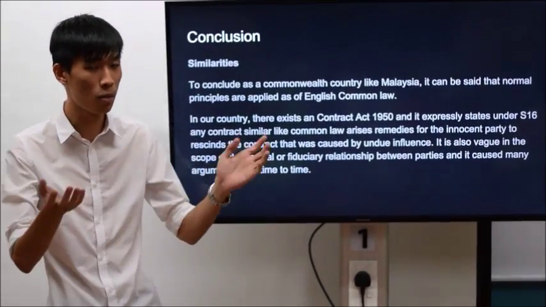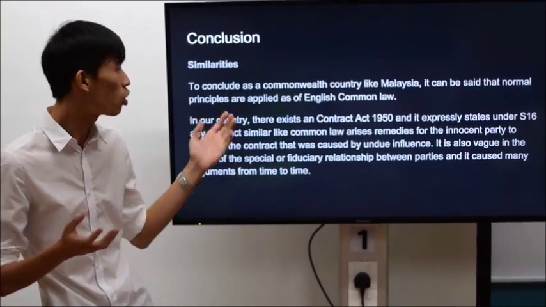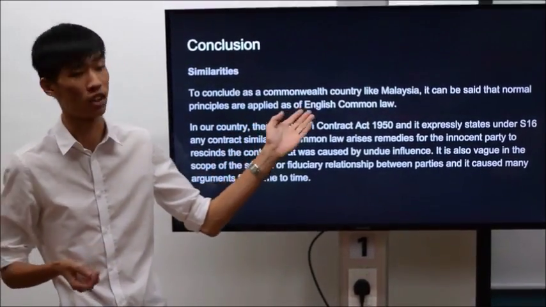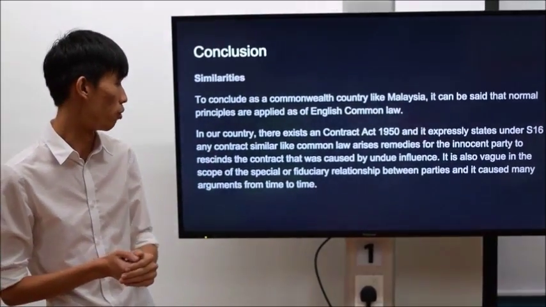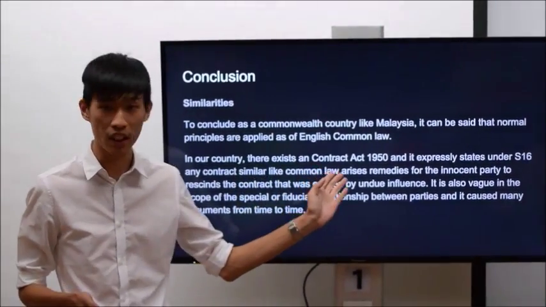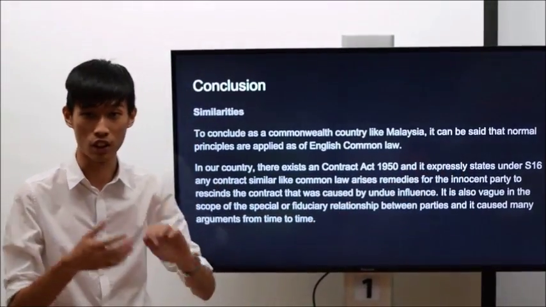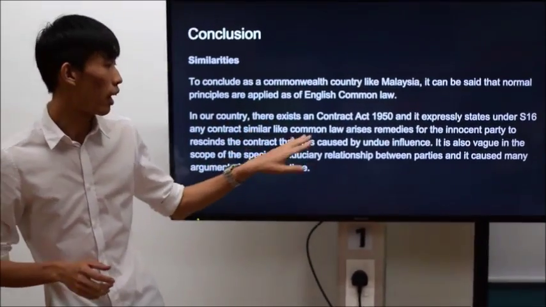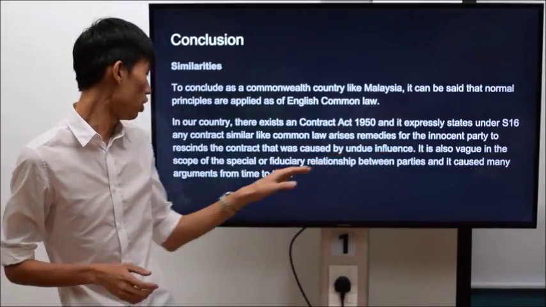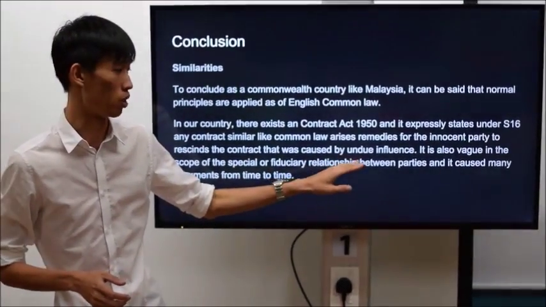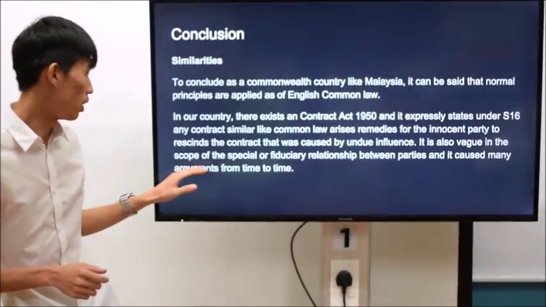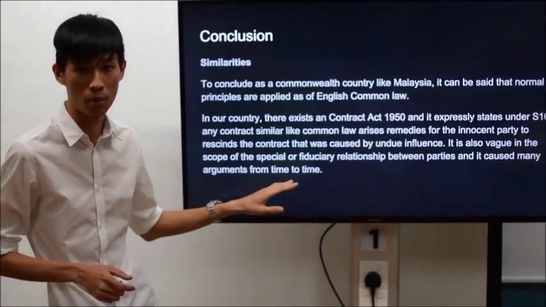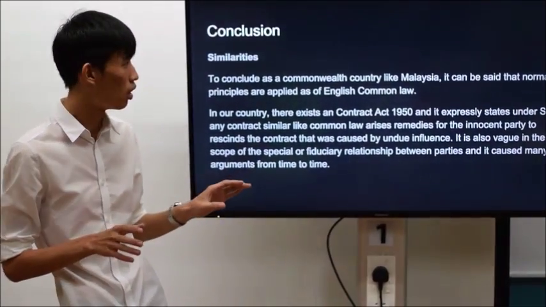So, first of all, what is similar between Malaysian and English law? To conclude, as a Commonwealth country which was ruled by the British, it can be said that normal principles are applied as in English common law on the doctrine of undue influence. In our country, there exists the Contracts Act 1950, and it expressly states under section 16, which is the main provision governing undue influence, that any contract, similar to common law, gives rise to remedies for the innocent party to rescind the contract that was caused by undue influence. Pretty straightforward. It is also vague in the scope of special or fiduciary relationships between parties, and it has caused many arguments from time to time, and it has no clear-cut distinction of what was stated.